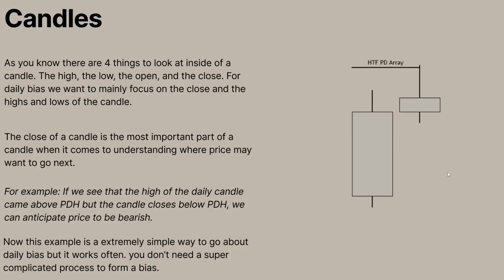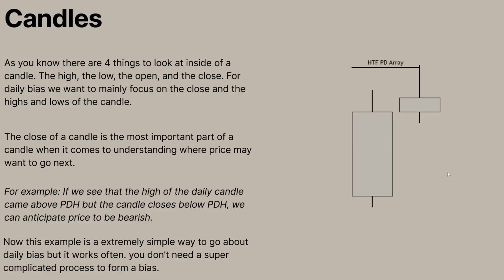So the first part of understanding daily bias is just understanding what you need to look for inside of a candle. Okay, so when we're looking for daily bias, we're mainly looking at our higher time frame candles. You're not going to look for daily bias looking at the hourly. You're going to look for daily bias looking at the daily, maybe the weekly, maybe even the monthly. But there are four things that you need to look at inside of a candle, which is going to be the high, the low, the open, and the close.